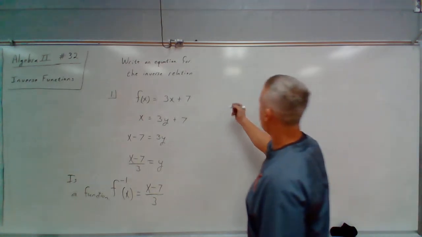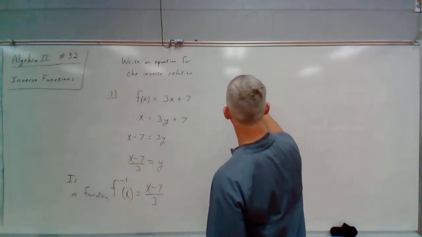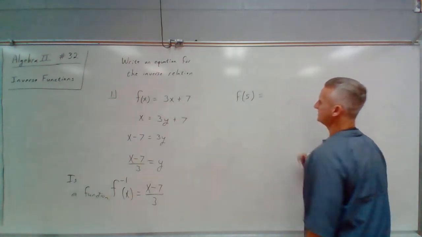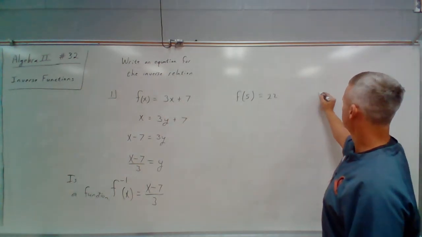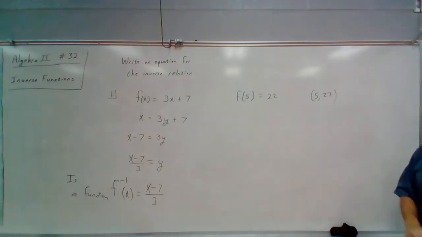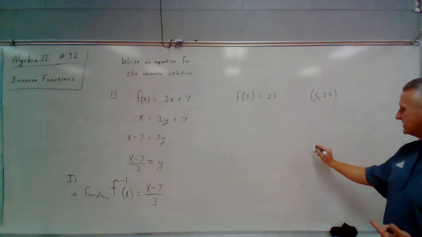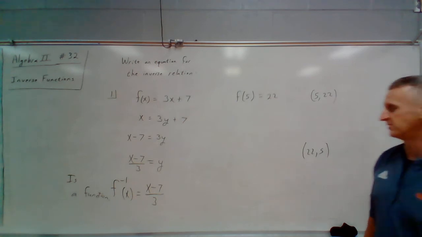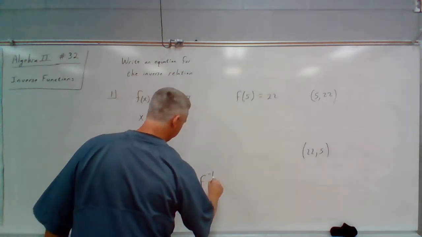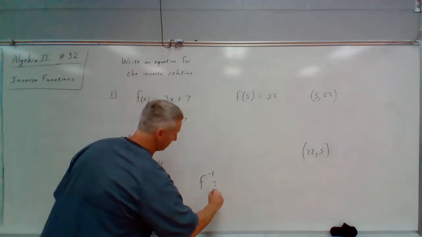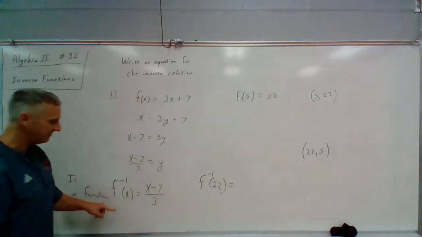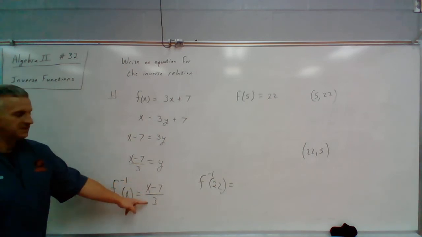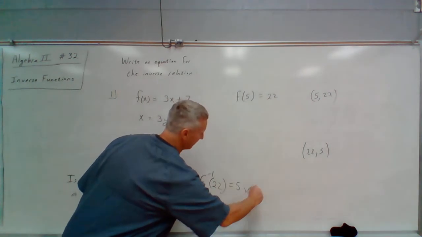Let's plug in, say, a 5. So let's do f of 5. What's f of 5? 3 times 5 is 15. 15 plus 7 is 22. So I know that the point (5, 22) is on the graph of f. That means the point (22, 5) is on f inverse. Let's see if it really is. So f inverse of 22, it better be 5. Let's see if it is. 22 minus 7 is 15. 15 divided by 3 really is 5.